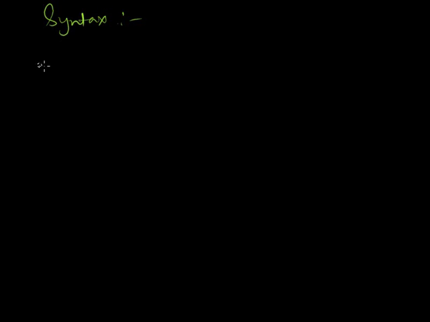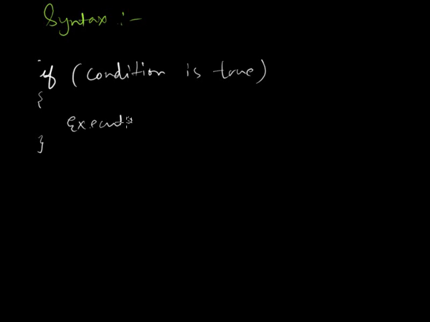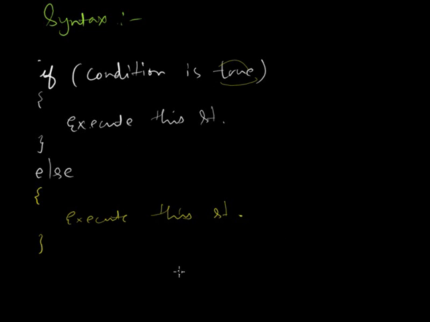Okay, now let us quickly review the syntax of the if-else construct. Firstly, you write if. Then there is a condition. If the condition is true, then you execute the statement in the if block. Execute this statement if this condition is true. Else, what you do is execute another statement in the else block. If the condition is not true, if the condition is false, then execute this statement. Right? This is usually the syntax of the if-else construct.